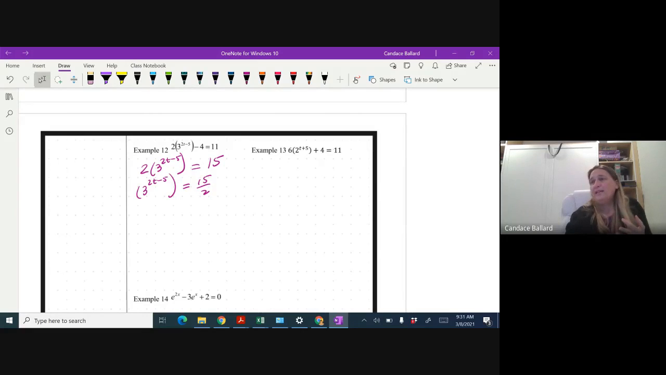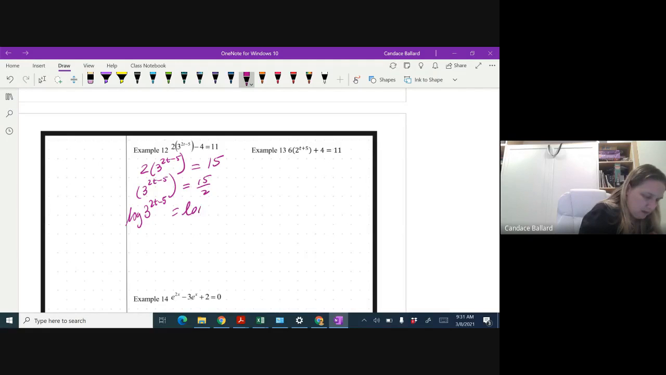All right, nice work. We're going to have to take the log of both sides. And it's going to be ugly, you guys. It's going to be ugly, okay? So we've got the log of 3 to the 2t minus 5 equals log of, I'm just going to write it as 7.5 for lack of anything better, because I don't want to keep writing the fraction.